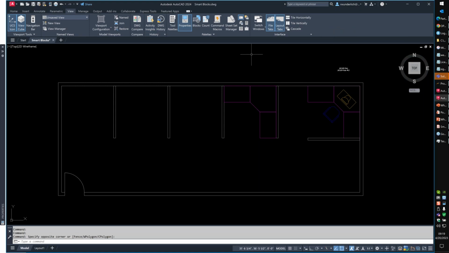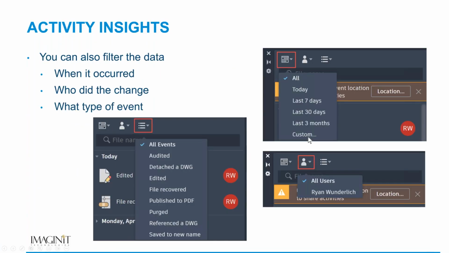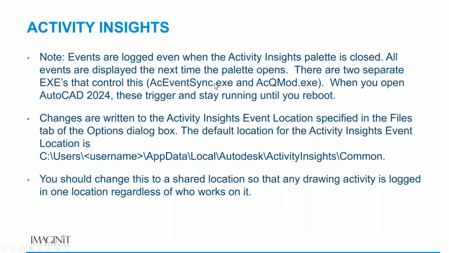Any issues with antivirus? Do we have to make exceptions for these EXEs? Again, I've had no issues doing it. I haven't seen anything. It depends on how aggressive you have your antivirus set up. And again, if we go back to the slide here, these two files, AC event sync.exe and AC cube mod.exe, would just need to be accepted. I've listed those right here so you know exactly which two files they are.